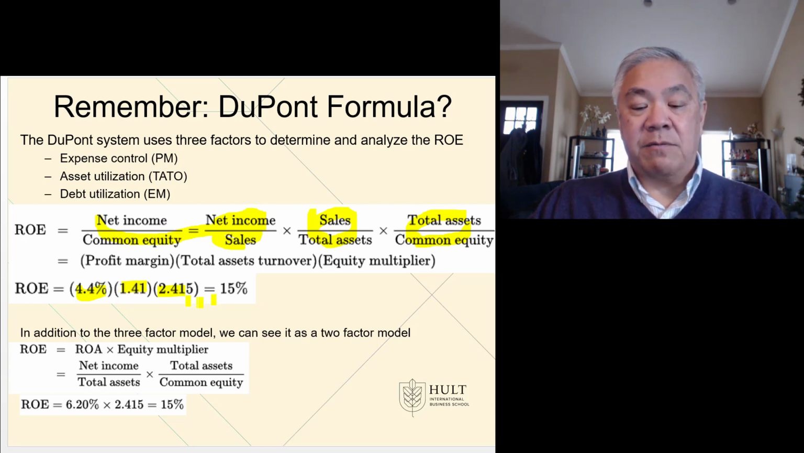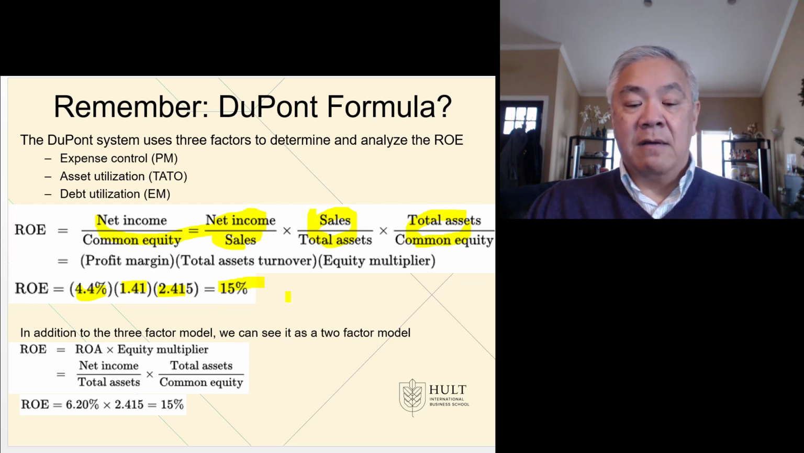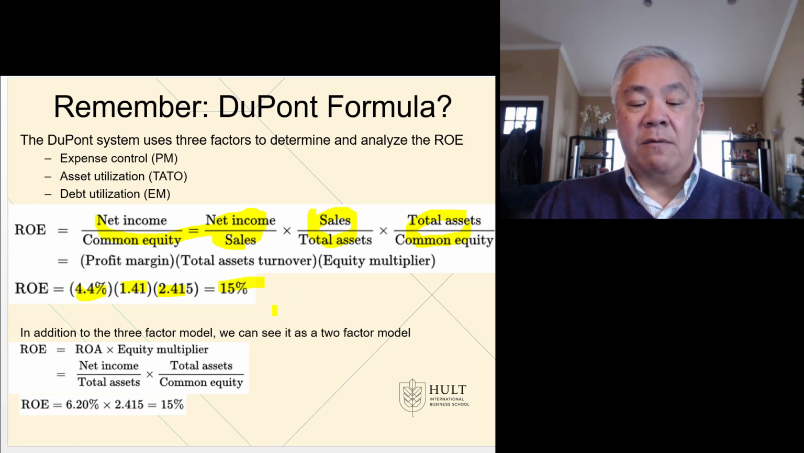When you multiply those three together, you end up with 15%, which means for every dollar we have in equity, we make 15 cents. The interpretation can be at the total level, at the 15%, or we can analyze each of the three components individually, and we usually benchmark it against a trend analysis over time or industry averages.